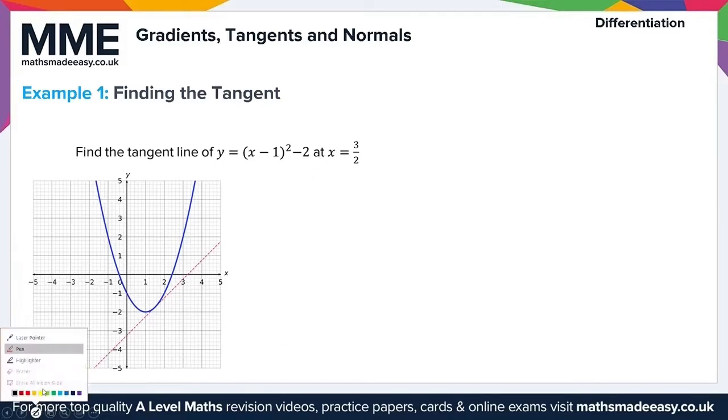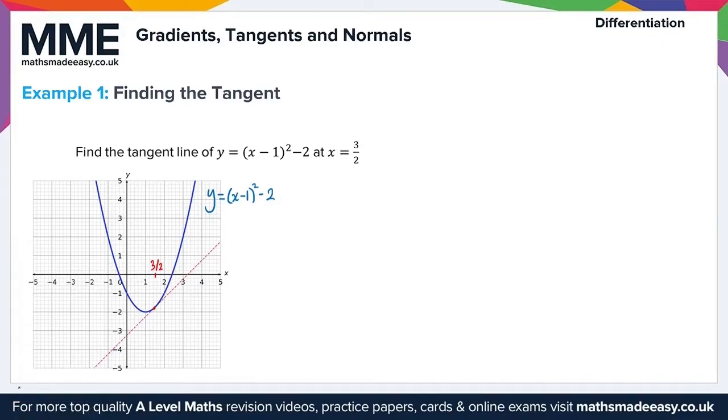Okay, so let's just denote first that this blue curve here represents y equals (x minus 1) all squared minus 2. And this red line represents the tangent line at x equals 3 over 2. So what we can see here is this point here is 3 over 2, which is 1.5, right? So that's 3 over 2 there. So how would we do a question like this?